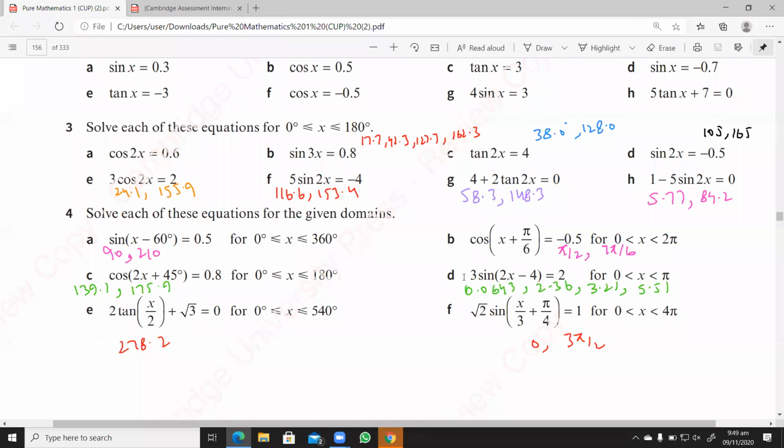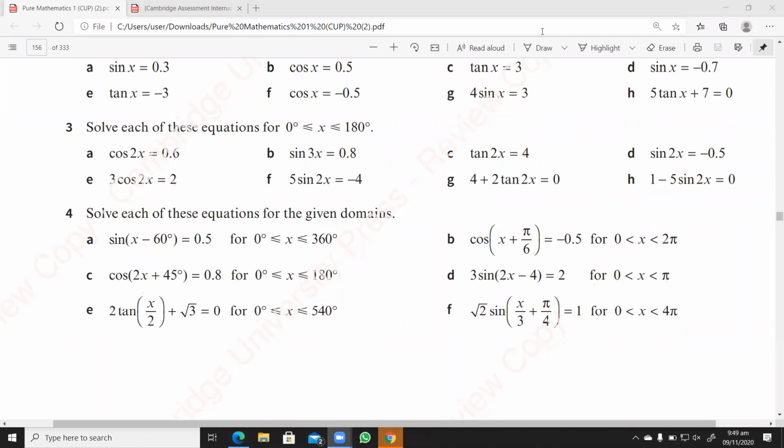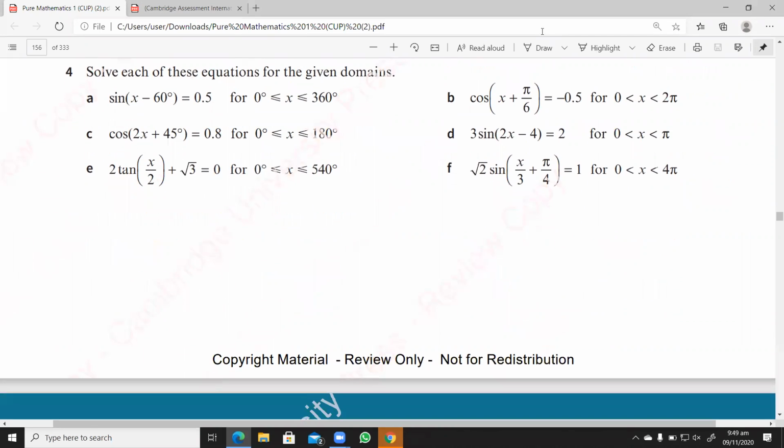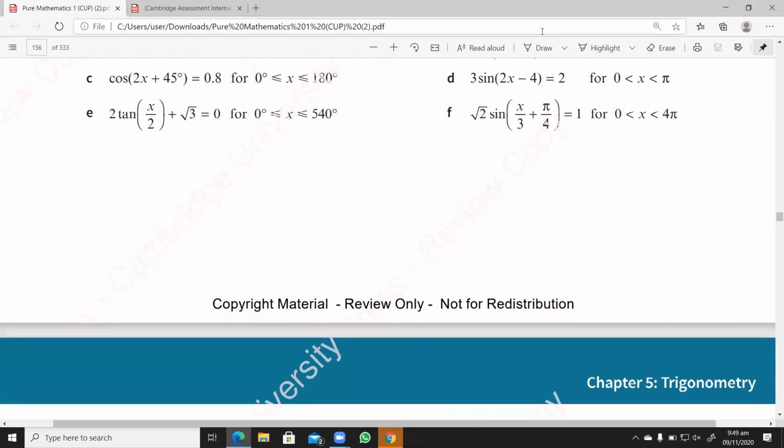Okay, you can take a screenshot for the answers. I have to try this question number 4D. I have to remove all these answers now, okay? So 4D. Let me take to the 4D then. Here is 4D.